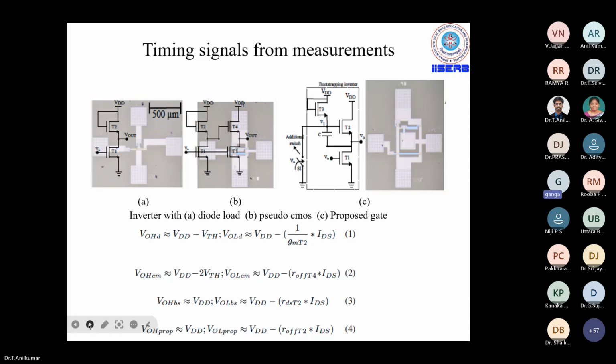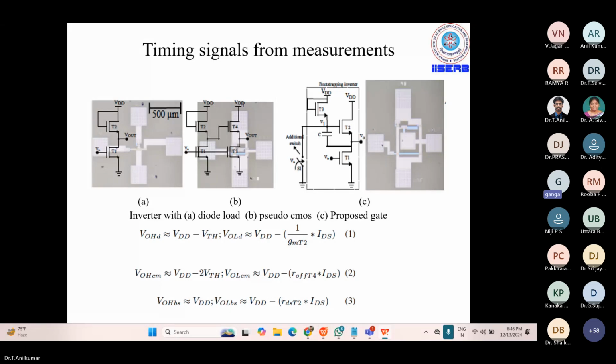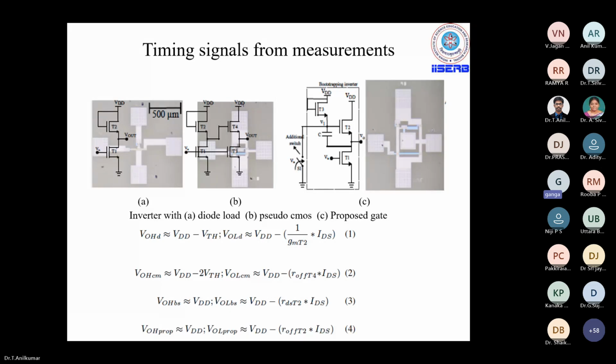So obviously the first choice is using a diode connected load. But what is the limitation of the diode connected load? It is mentioned in equation 1. The output high level and low level both are compromised. So when we are applying logic 0 at the input, we are not able to get a strong logic 1. Always the output is less than VDD. Here the notations are as follows. VOH means output high level, which is equivalent to VDD minus VTH. There is always a threshold voltage drop.